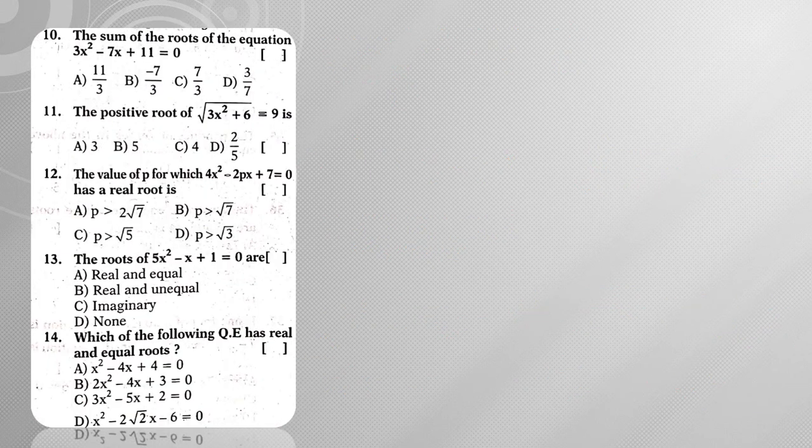Next, moving on to question number 10. The sum of roots of the equation. So the sum of roots formula is nothing but minus x coefficient by x square coefficient, which is nothing but alpha plus beta is equal to minus of minus 7 by 3, which is equal to 7 by 3. Hence the answer is 7 by 3.